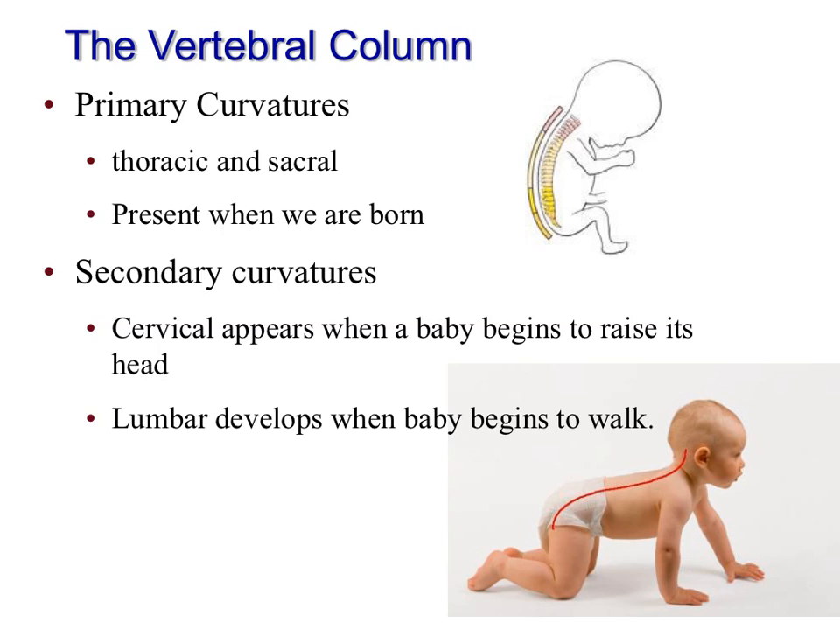So this is kind of fascinating. When we're born, we don't have the kind of curvature that we have when we're adults. Our vertebrae are just curved like this. This is called a primary curvature. So as an infant, as a fetus, your spine is basically in this shape right here.